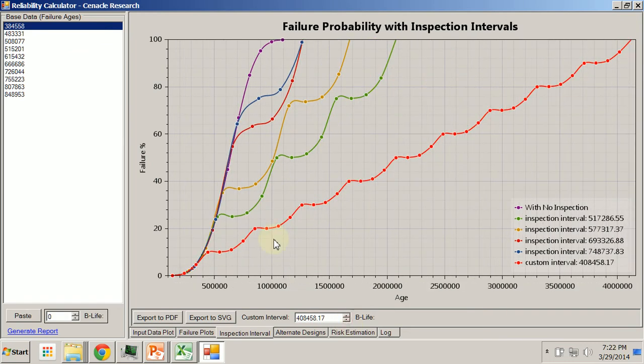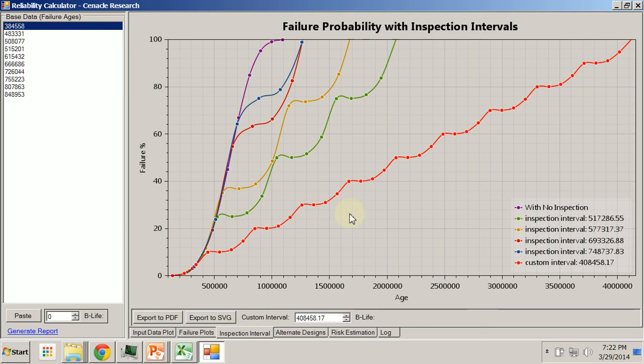So you can see that this line clearly has the lowest failure probability, but at the same time, the inspection interval is 400,000 cycles, which means that for every 400,000 cycles, you have to do a maintenance schedule. So based upon the cost of maintenance and cost of inspection interval, you may want to choose a trade-off between the number of inspection intervals and the number of failures that you expect.